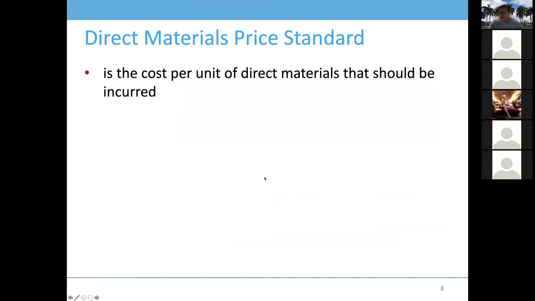So direct material price standard. Now we're talking about direct materials, because the product cost has 3 components: materials, labor, and overhead. So let's talk about the first thing, direct material price standard. That's the cost per unit. Again, standard is about the per unit amount of the direct materials that should be incurred.